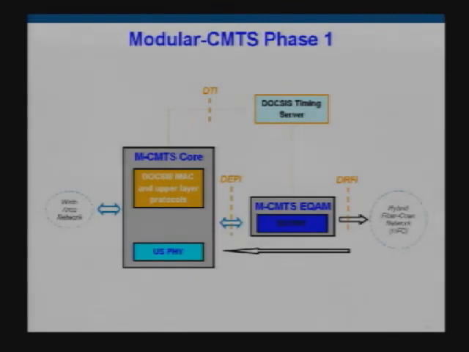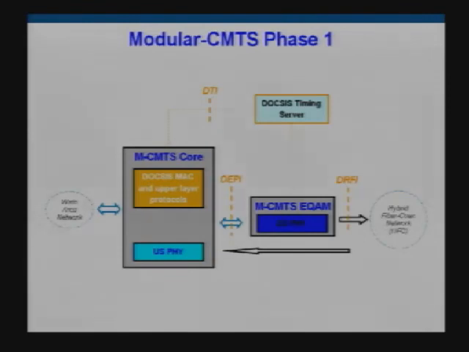Now the same EQAM which has been there in most of the networks is going to take care of an additional function to process the DOCSIS downstream PHY layer as well. So obviously when you move the downstream PHY functionality from the MCMTS core to an external device called an EQAM, you need to have an interface defined to standardize, in order to make sure that different vendors will work without having to use any proprietary implementation.